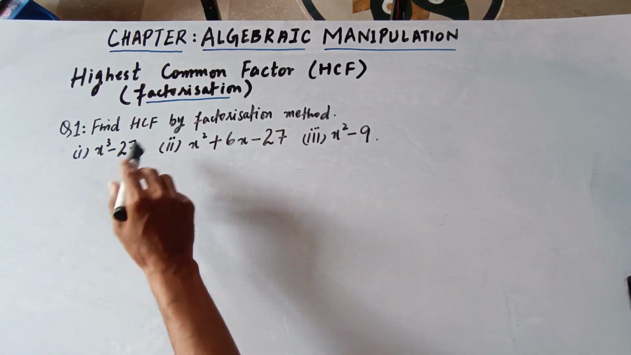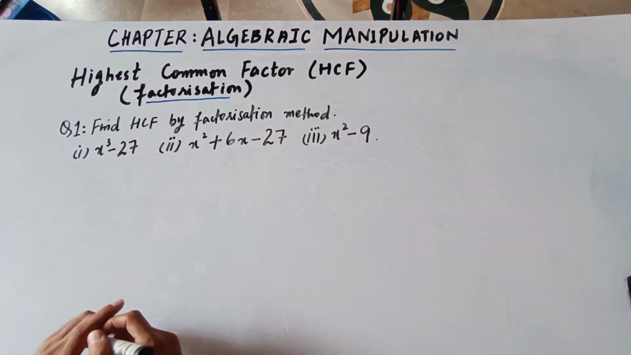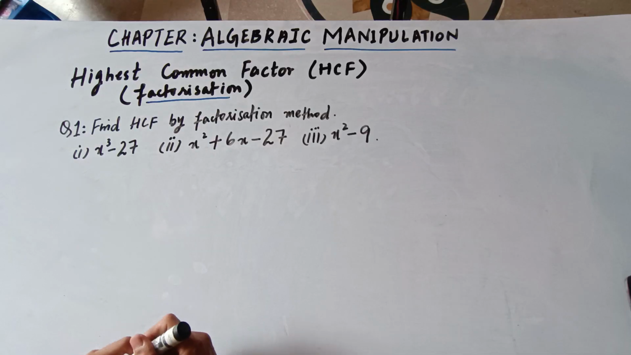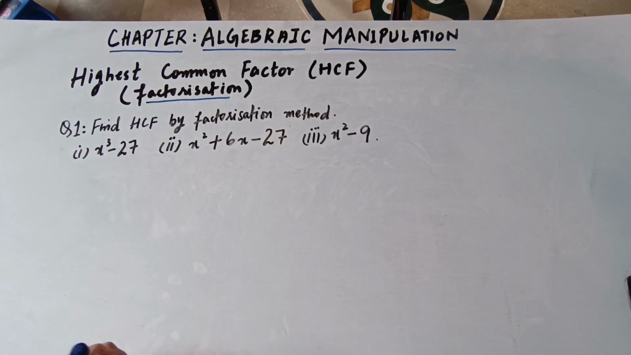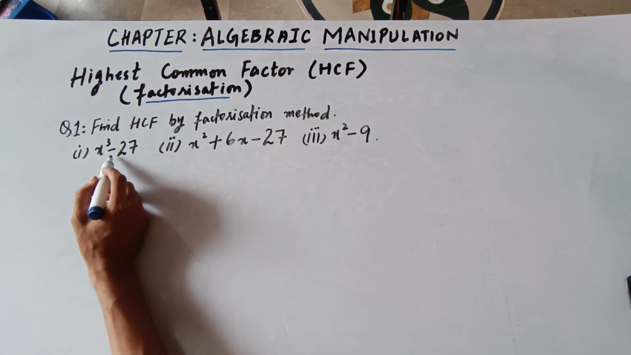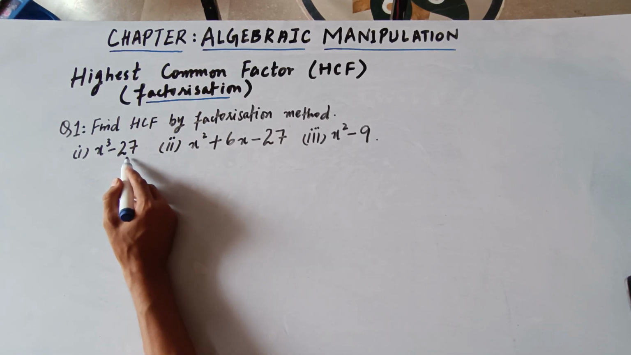So in this particular question, there are a total of 3 polynomials in front of you. So let's factorize all of them one by one. So first one is x cube minus 27. So if it is x cube minus 27, how will we factorize it? As you can see, it is written x cube, in between it is minus, and it is written 27.